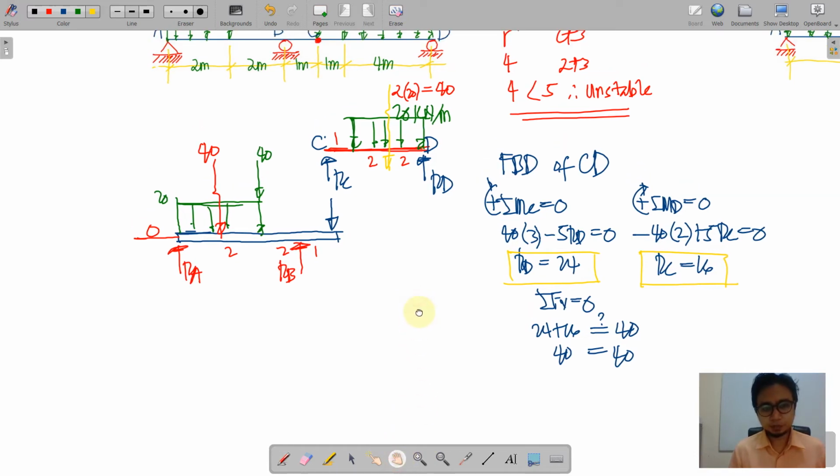Okay, so proceeding to the other free body diagram, that is free body diagram of ABC. This is ABC.